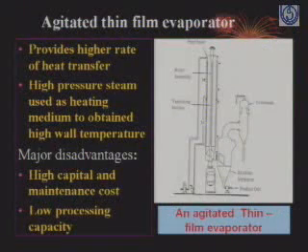Then again the agitated type of evaporator. You can see in the figure, this is the agitated type of thin film evaporator. Here, to provide higher heat transfer rates, higher pressure steam is used as the heating medium to obtain high temperatures. The disadvantages are high capital and maintenance cost and low pre-cooling capacity.